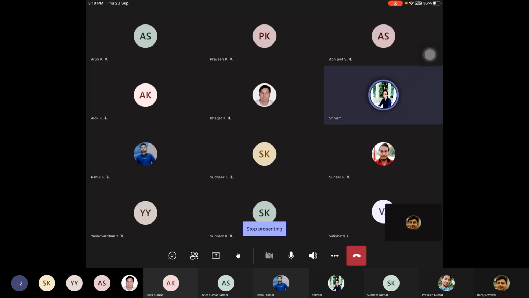सर अभी सॉल्व नहीं करा सर. क्यों भाई, क्यों सॉल्व नहीं किया? क्यों नहीं सॉल्व किया भाई? आलोक कुमार, आप बताइए.